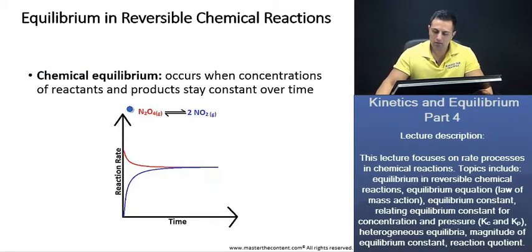Okay, wonderful. If we take a look at a reaction here of dinitrogen tetroxide going to nitrogen dioxide, we see initially we have reactant present and we don't have any product present. With time, the rate of the forward reaction begins to slow and the rate of the reverse reaction begins to increase. When these two reactions have the same rate, at that point it's said to have chemical equilibrium. Okay, great. Now let's continue this idea on the next slide.